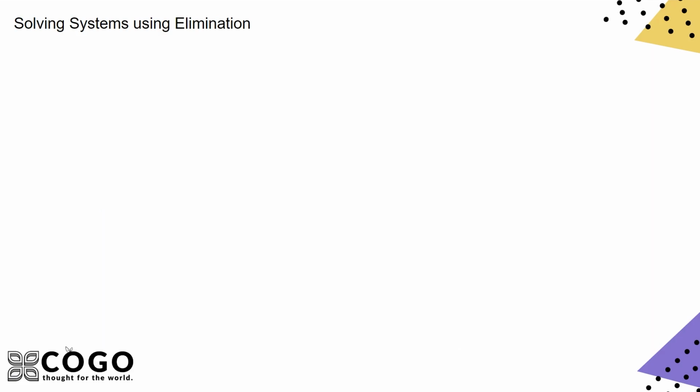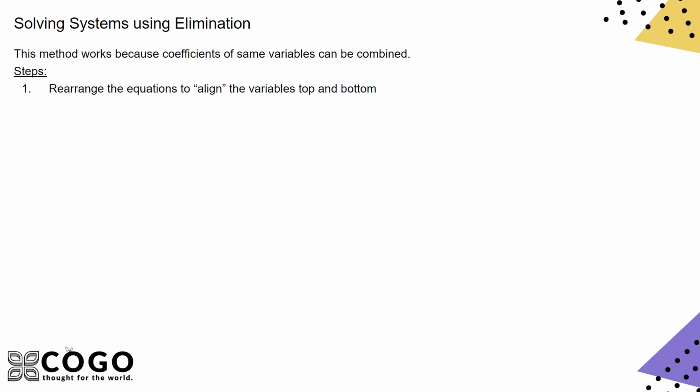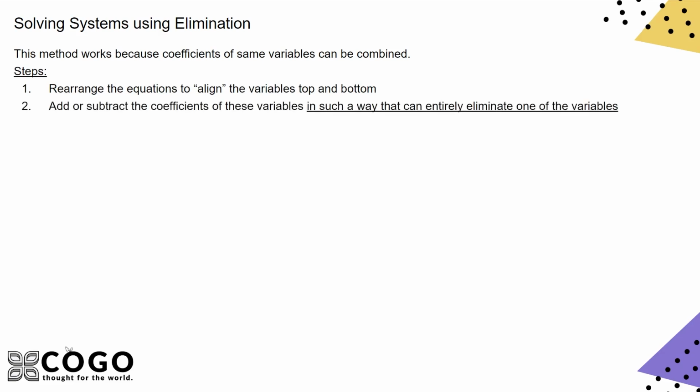Finally, we have the method of elimination, which works because coefficients of the same variables can be combined. There are three main steps to this method. Firstly, we have to rearrange the equations to align the variables top and bottom. Secondly, we add or subtract the coefficients of these variables in such a way that it can entirely eliminate one of the variables. Thirdly, we continue solving for the variable that is left over.